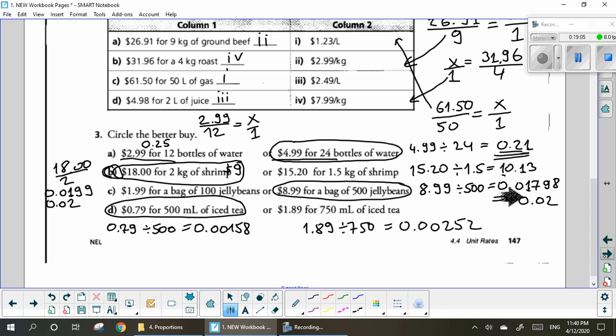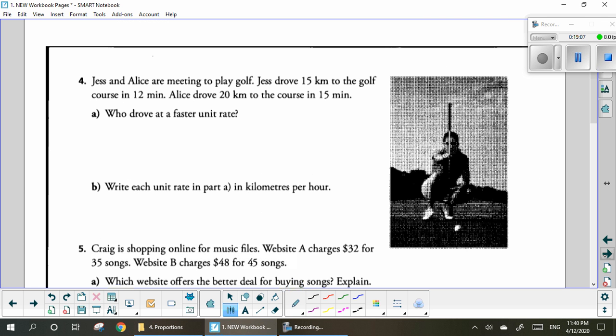All right, next page. All right, we have Jess and Alice are meeting to play golf. Jess drove 15 kilometers to the golf course in 12 minutes. Alice drove 20 kilometers to the course in 15 minutes. Who drove faster? A faster unit rate.